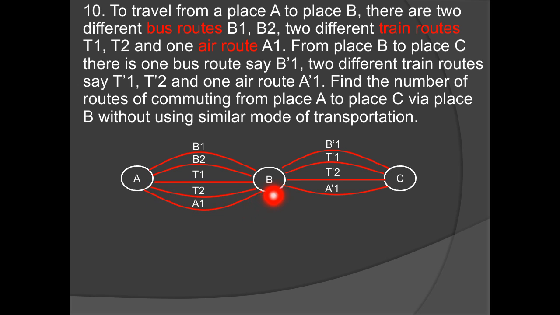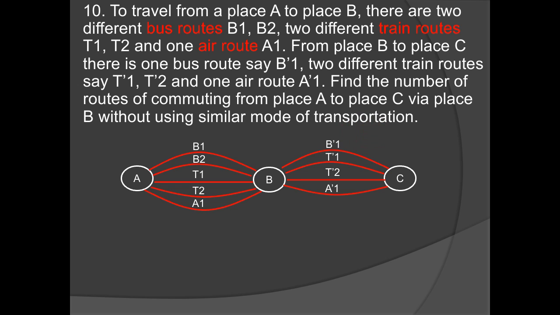In the same way, from B to C to travel, we have one bus route which is B-1, and 2 different train routes which are T-1 and T-2, and one air route which is A-1. Now the question asked is: find the number of ways of commuting from place A to C via B, but we cannot use the same mode of transportation.